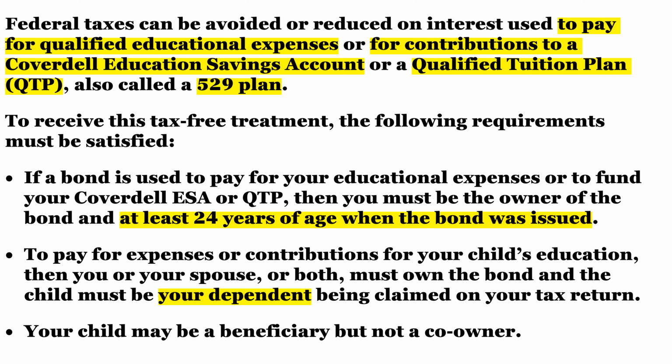To receive this tax-free treatment, the following requirements must be satisfied. If a bond is used to pay for your educational expenses or to fund your Coverdell ESA or QTP, then you must be the owner of the bond. To pay for expenses or contributions for your child's education, then you or your spouse or both must own the bond, and the child must be your dependent being claimed on your tax return. Your child may be a beneficiary, but not a co-owner.